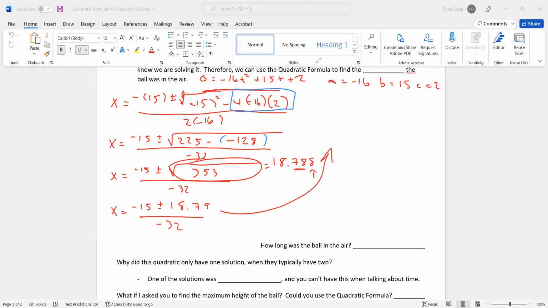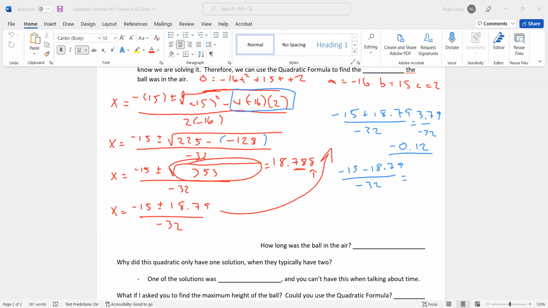I'm going to go all the way over here to do that. I'm going to actually change color to make it make sense. Negative 15 plus 18.79 divided by negative 32. Then I'm going to have negative 15 minus 18.79 divided by negative 32. Negative 15 plus that is 3.79 positive divided by negative 32. 3.79 divided by negative 32 is negative 0.12. That's one of my solutions.